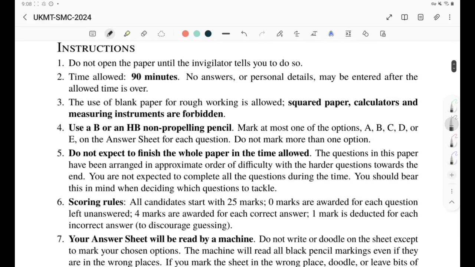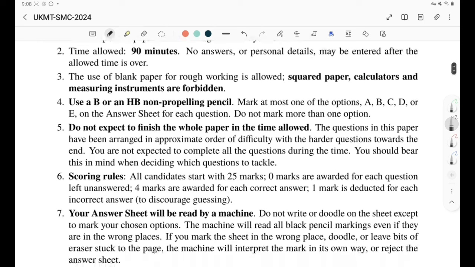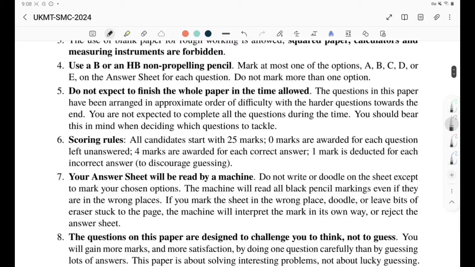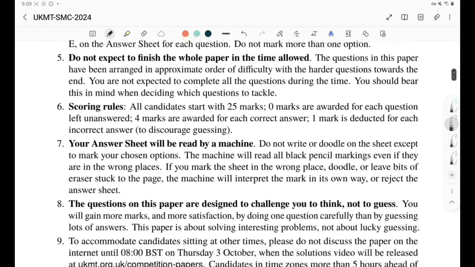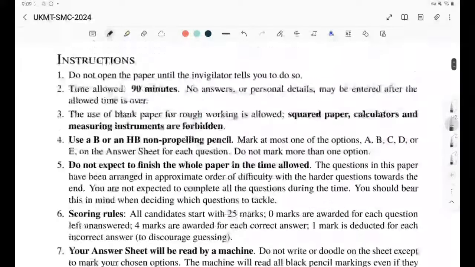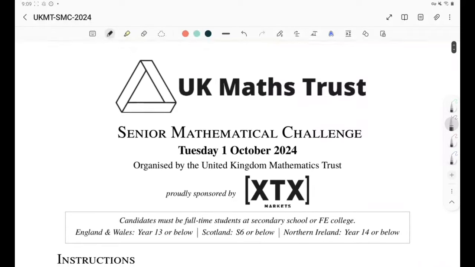A brief look at the instructions. We have 90 minutes and 25 problems, and of course they are multiple choice questions. One mark is deducted for each incorrect answer. Of course, if you leave it blank, then there are no deductions. And 4 marks are awarded for a correct answer. That's basically everything you need to know. With that done, let's get started.